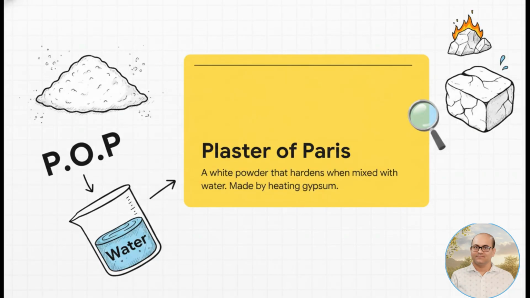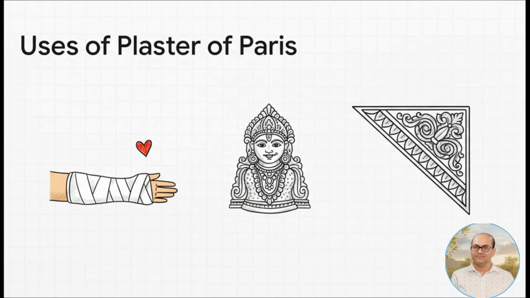Okay, let's look at one more example, this time of a very important salt. You must have all heard of POP, right? POP stands for plaster of Paris. It's a white powder, and it has a very special property. When you mix it with water, it sets and becomes hard like a stone. And we use this property in so many important ways.